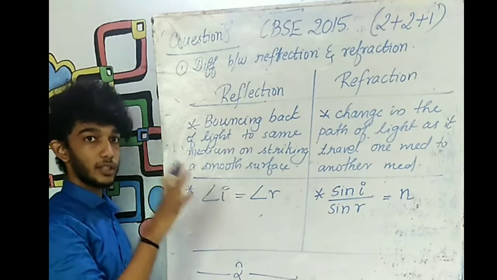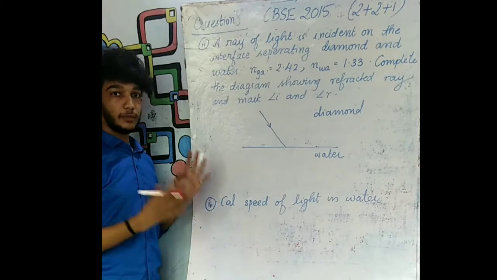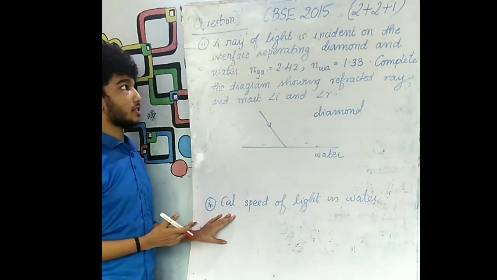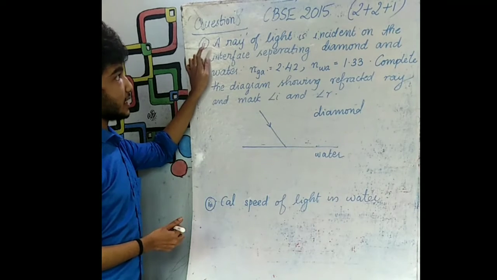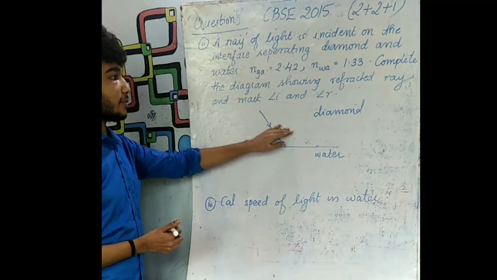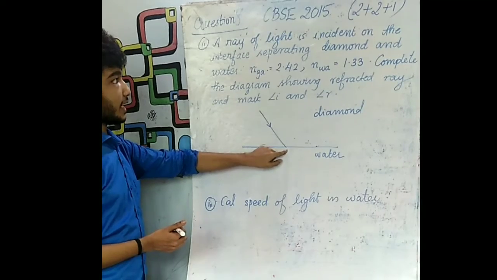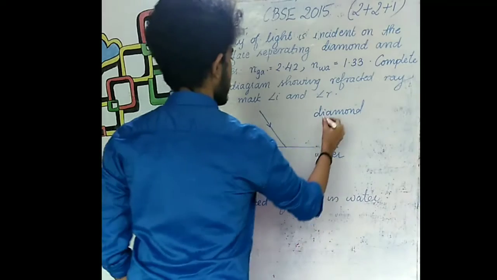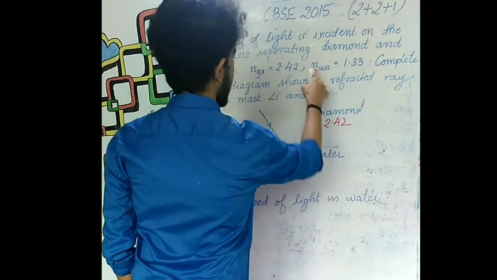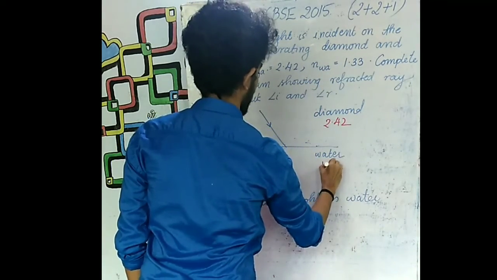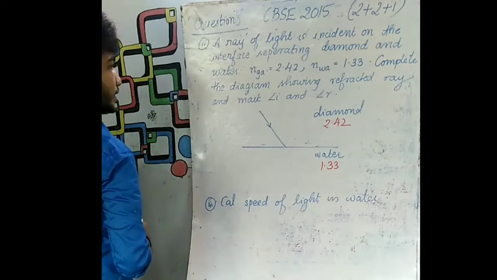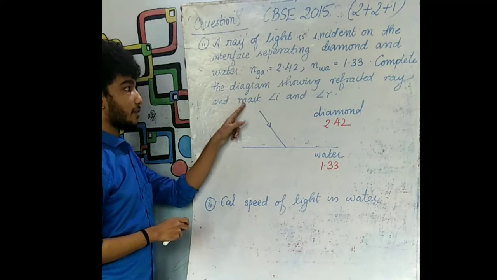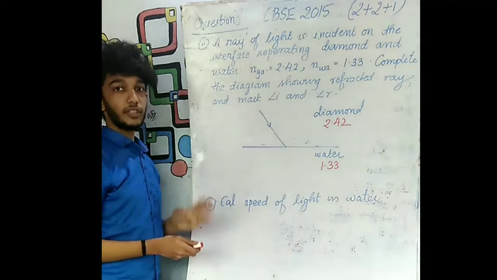So let us see the second part of the same question. We have the remaining part of the question on the board. This is a 2-mark question and this is a 1-mark question. A ray of light is incident on the interface separating diamond and water. n_g, that is the refractive index of diamond, is equal to 2.42 and n_w, refractive index of water, is equal to 1.33. Complete the diagram showing the refracted ray and mark the angle of incidence and angle of refraction.